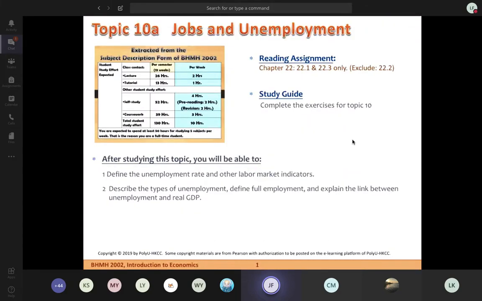Okay, so the last one that we are going to cover is jobs and unemployment. First of all, we will take a look at a number of terms.